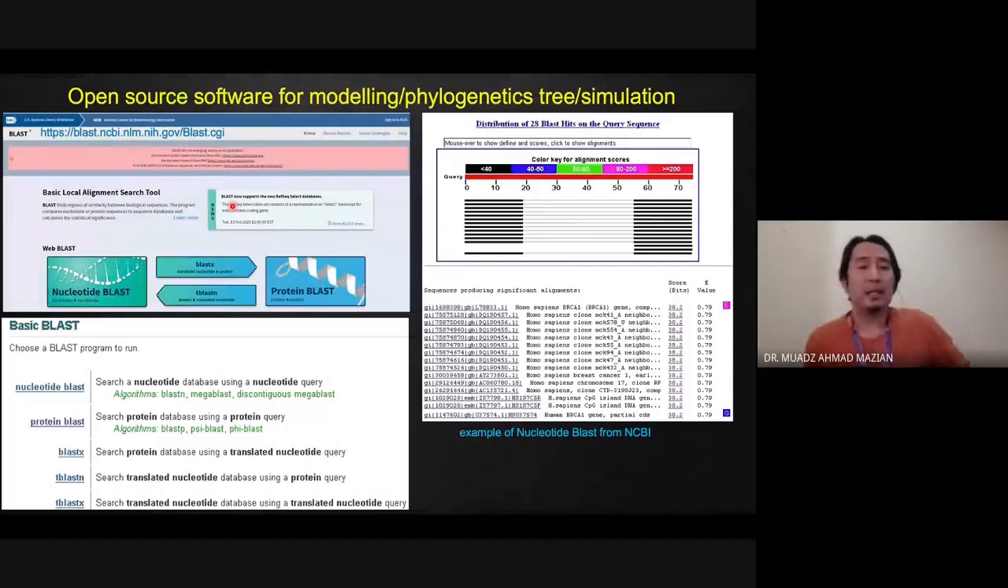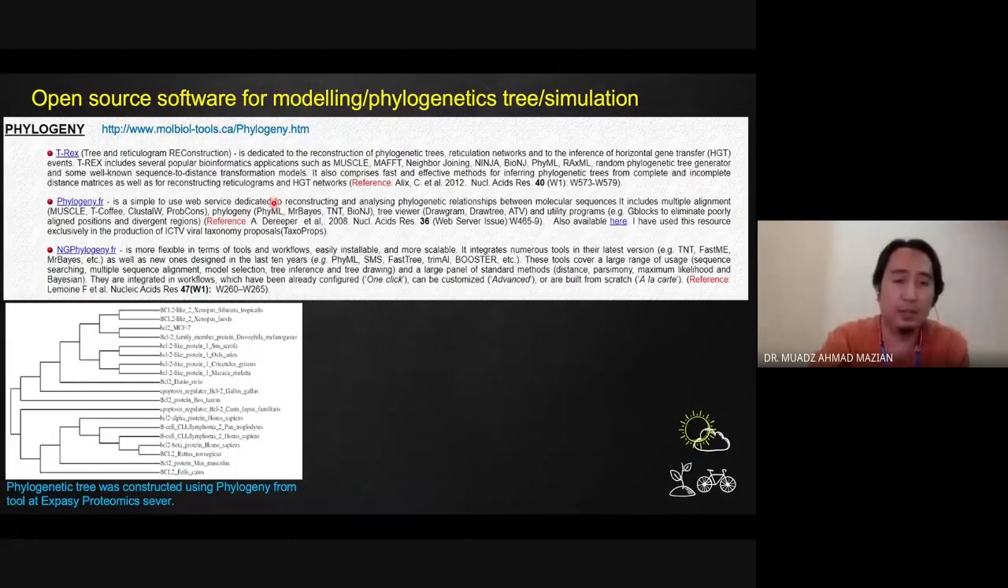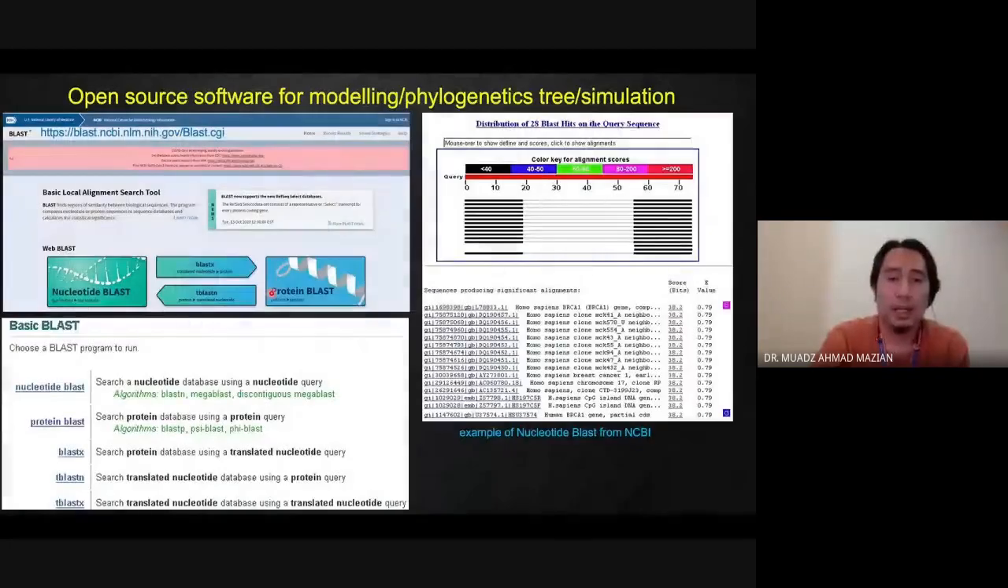Right, next is open source software for modeling, similar. The previous one is basically for phylogenetic trees based on nucleotide sequence. And this one is open source where you can BLAST a nucleotide sequence or protein sequence. When you have a nucleotide sequence, you enter it into this software, and when you click BLAST, it will list down everything related to that particular sequence you deposited, the similarity.